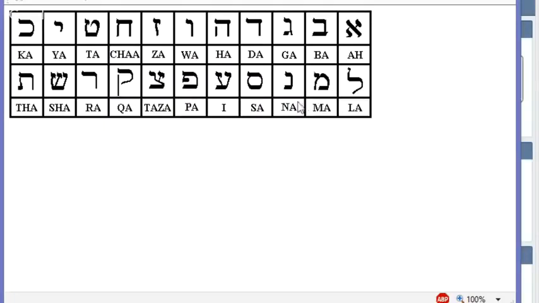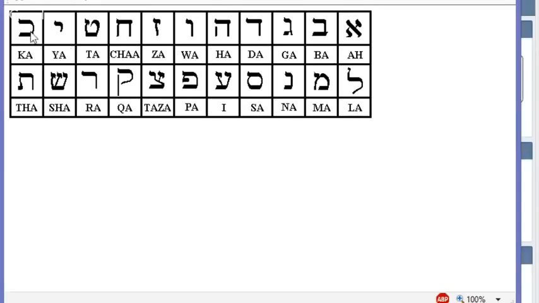So you have the a, ba, ga, da, ha, wa, za, cha, ta, ya, ka, la, ma, na, sa, I, pa, taza, kwa, ra, sha, and tha. Now, in this particular writing, there's certain times when you create a Hebrew word that it ends in certain letters. There are 5 of these letters that have a different look to them.